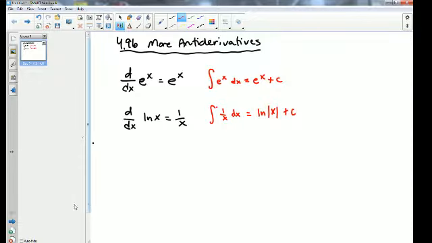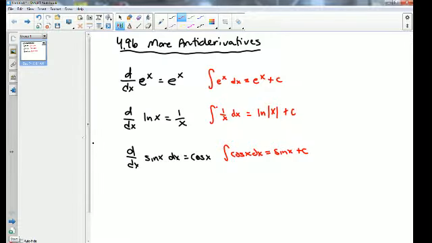And then all the trig functions apply as well. The derivative of sine is cosine, so that means that the antiderivative of cosine is sine. So again, we're using that to our advantage.